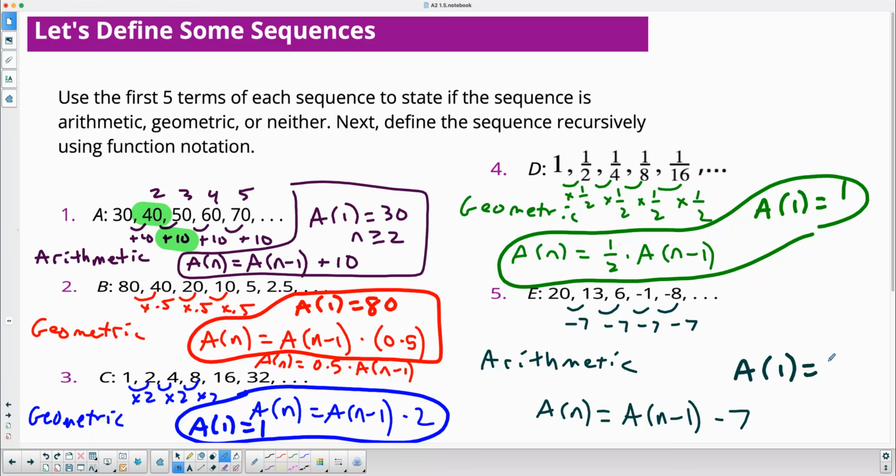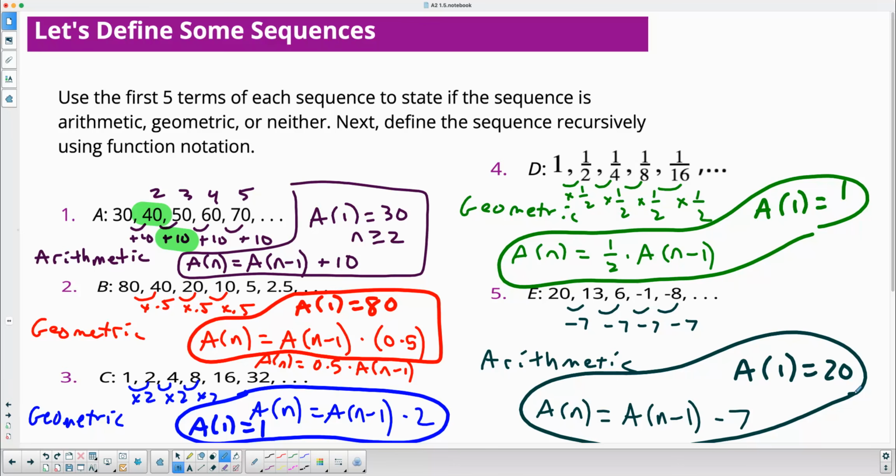First term is 20. I should probably include the first term. That way you know where you start. Okay, so we could technically start at 20 for that last one and then keep subtracting 7. I guess I kind of left that part out. I described the pattern, but I didn't tell us where to start at.